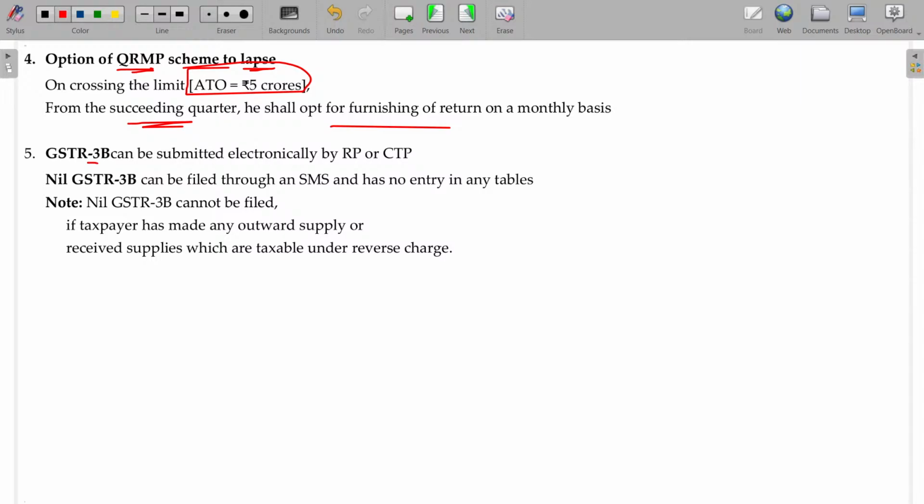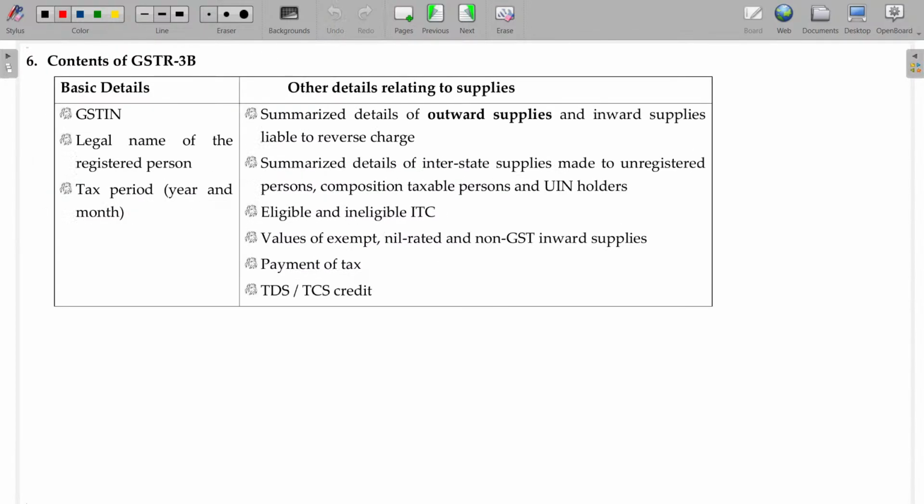GSTR 3B can be submitted electronically by a registered person or CTP. Nil GSTR 3B can also be filed through SMS. There should not be any outward supply, there should not be any RCM basis, nothing should be there to file GSTR 3B using SMS. And what are the contents in GSTR 3B? GST number, legal name, tax period, outward supply and exempted, nil, all the details we have studied in GSTR 1, automated here, everything is available here also.